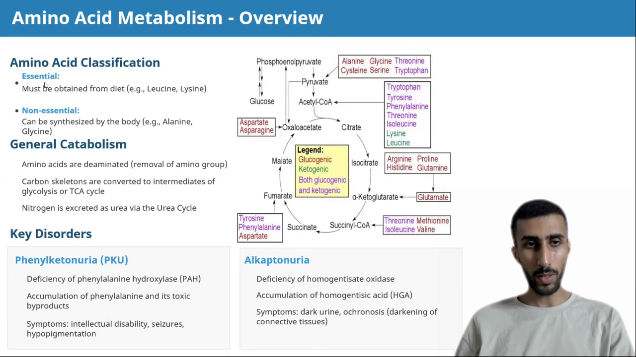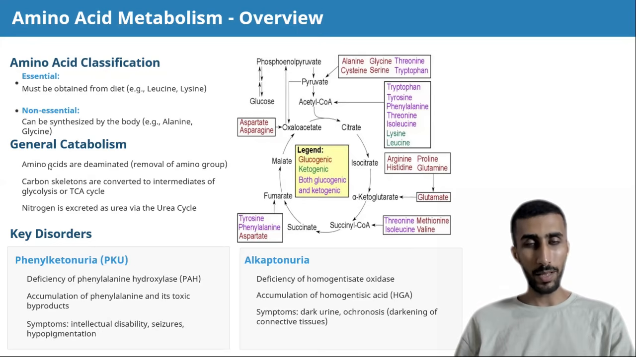So these are essential amino acids, which cannot be synthesized from scratch in your body, unlike non-essential amino acids, which can be synthesized by your body. Pyruvate, for example, can be converted into alanine, and glycine can be synthesized from serine, for example. So this is the amino acid classification.